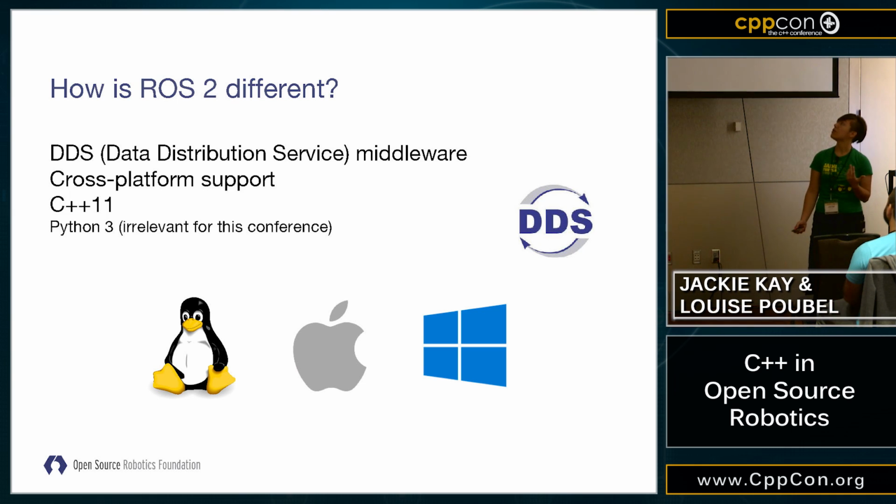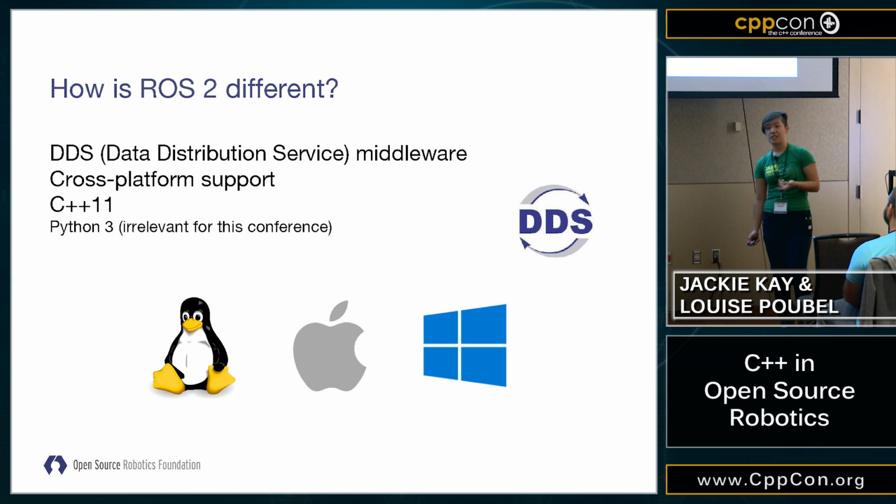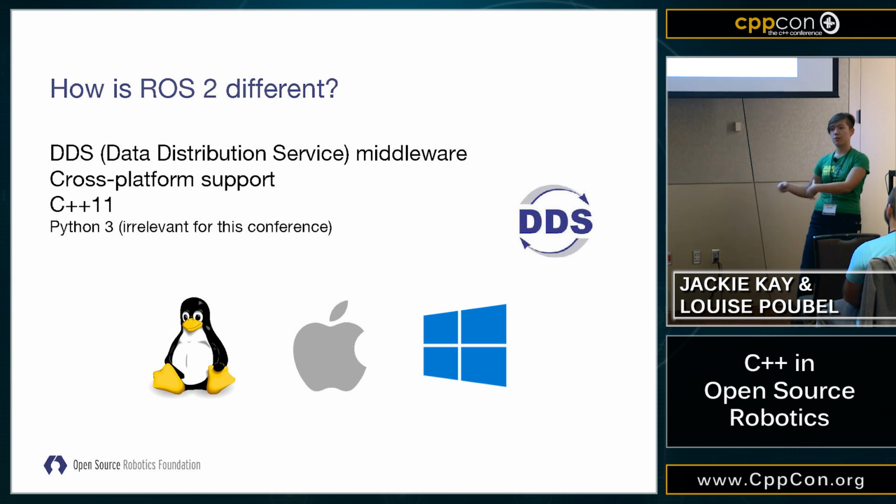Currently, ROS 2 is an alpha. Projector died. OK. So ROS 2 is an alpha. We made our first alpha release last month. So this is all presenting to you from a working prototype that still has a long way to go.